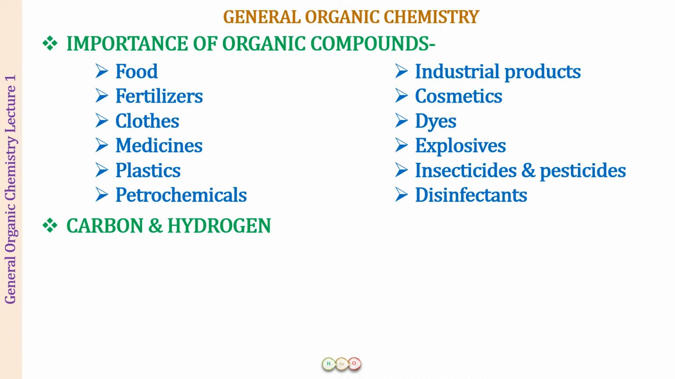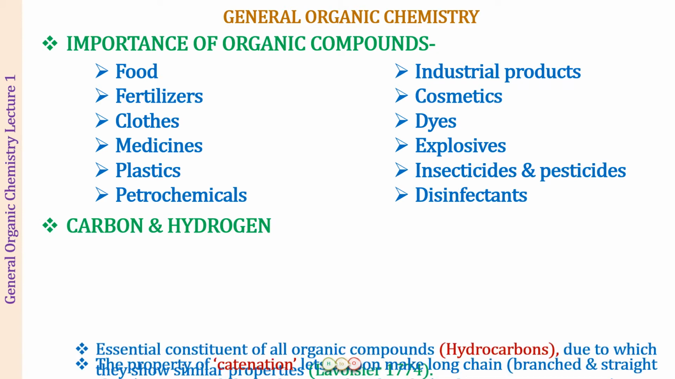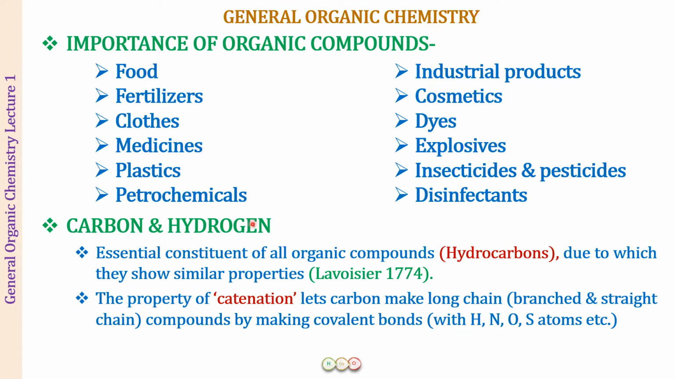We now know that organic compounds consist of carbon and hydrogen as essential constituents. They are called hydrocarbons, hydro for hydrogen and carbon for carbon, obviously. Organic chemistry is the study of hydrocarbons and their derivatives. It was shown by Lavoisier in the year 1774 that all organic compounds have carbon and hydrogen as essential constituents, and it is by virtue of these that they show similar properties.